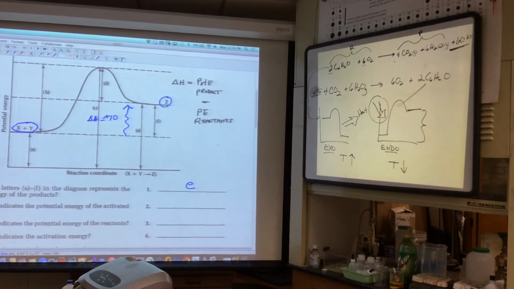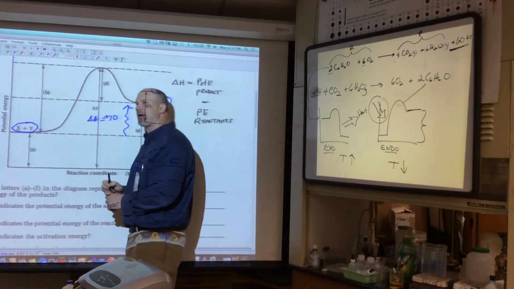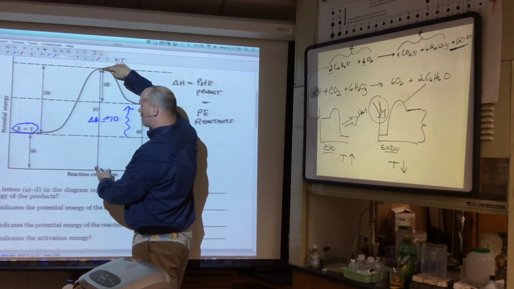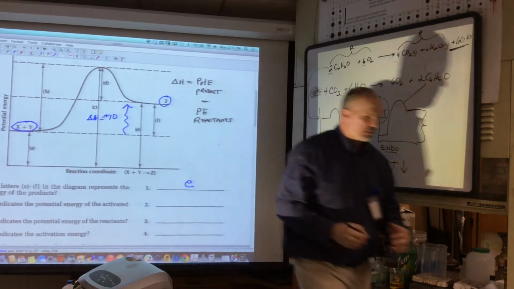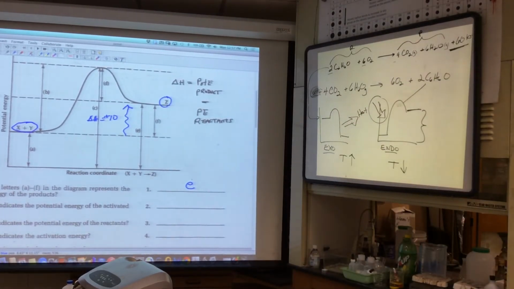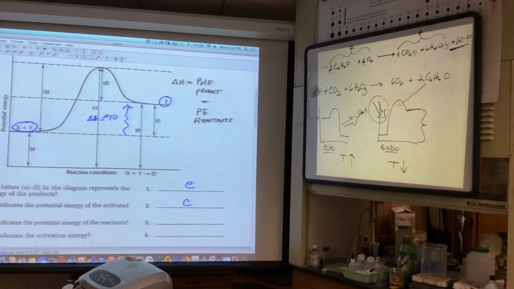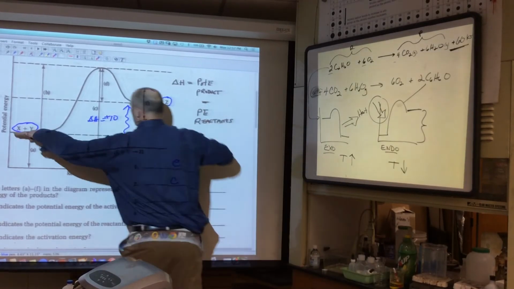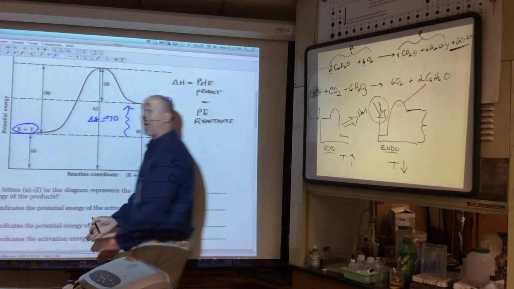Number 2, which letter indicates the potential energy of the activated complex? That activated complex is the highest energy position, and it represents the total energy. So C. Number 3, which letter indicates the potential energy of the reactants? I start here, I finish here. These are my reactants. How much energy do I have?